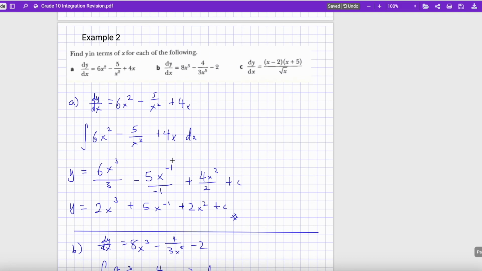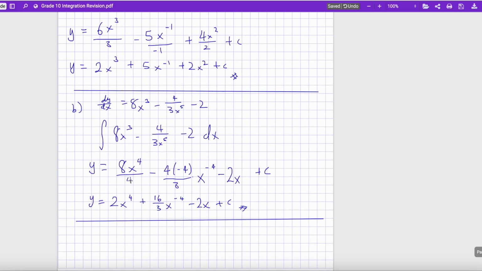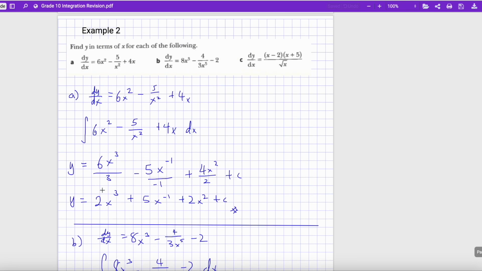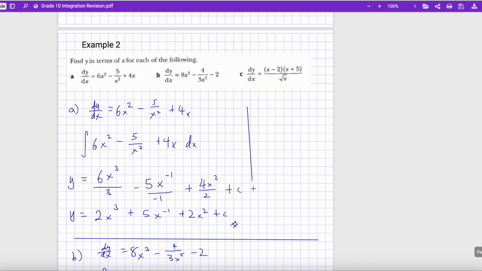Okay, now C is a bit more complicated. We don't have enough space, so we'll do it over here. C. Alright, so dy over dx is (x minus 2)(x plus 5) over root x. So before I integrate, I just want to expand everything out.